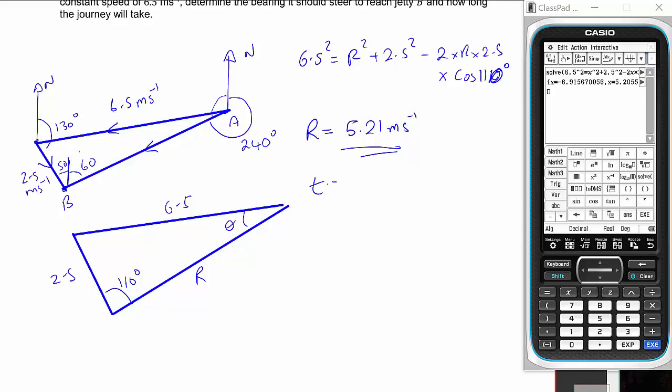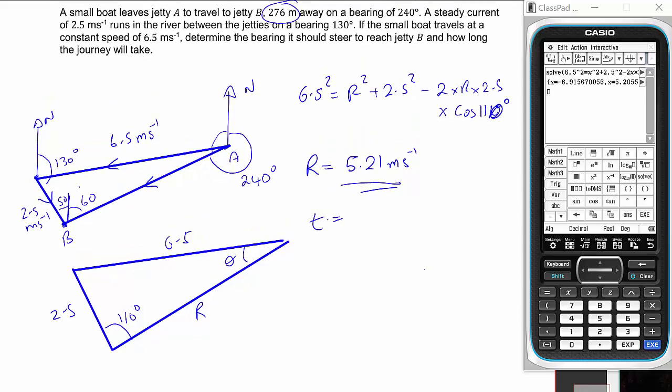So the time taken would be the distance 276 divided by 5.21. So 276 divided by 5.21 is 52.97. Let's call that 53 seconds to the nearest second.